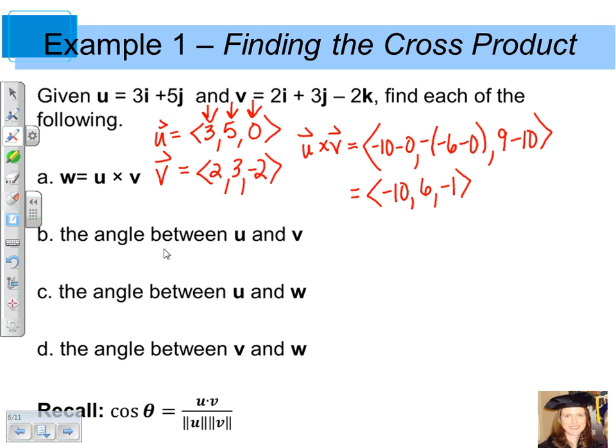Now for part B and C and D, actually you want to find the angle between U and V, the angle between U and W, and the angle between V and W. Now recall that the cosine of the angle is equal to the dot product in the numerator divided by the magnitudes of each of the individual vectors. For part B, we want to find the angle between U and V.